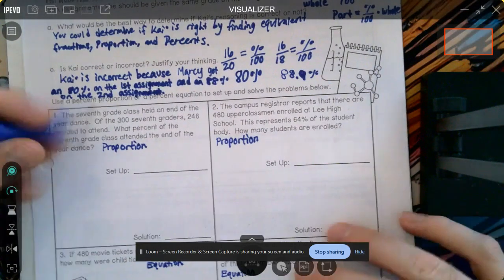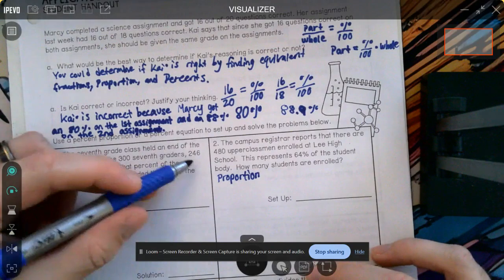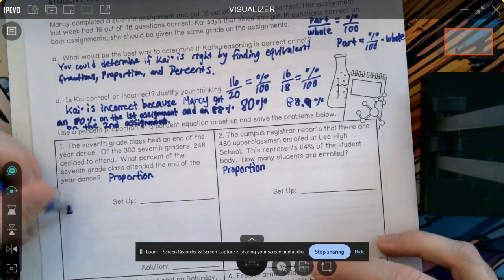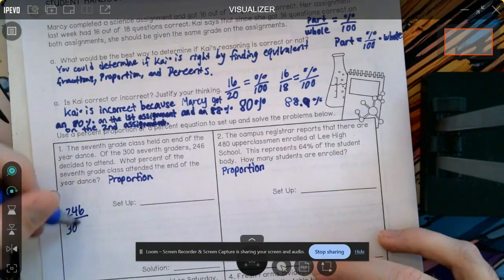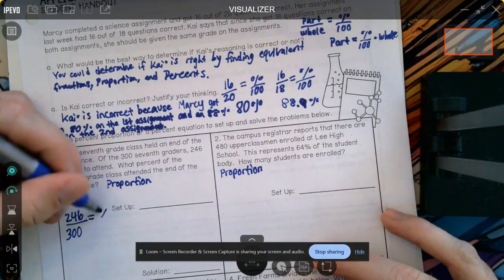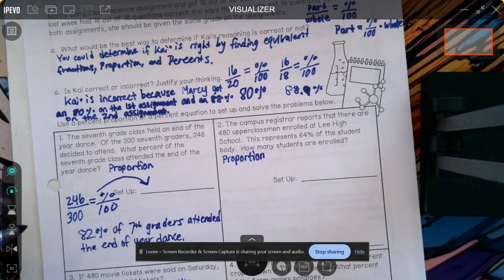So we're going to use a proportion. Part over whole equals percent over 100. My part is the 246. Of is my whole, that's 300, is equal to percent over 100. Go ahead and cross multiply and divide and get your answer.